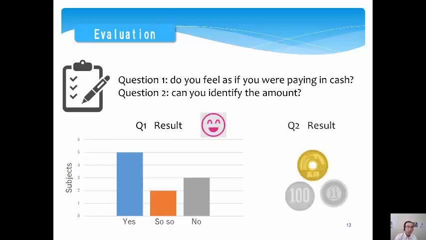However, question 2 was a little bit difficult because the Pepper's Ghost showing area is very restricted, very small. So sometimes the coins themselves overlap, so it is very difficult to see the whole amount of coins. So question 2 is not so good for all subjects.